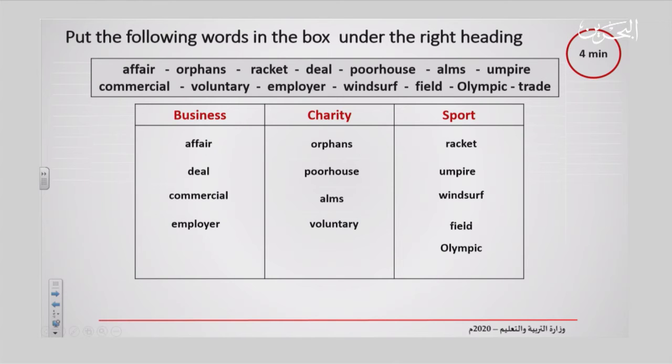Olympic also goes under sport, and it is a number of games that is played like the World Olympic. For trade, it goes under business, because a trade means that you exchange certain things in business. So these are the words that we can use in each category.